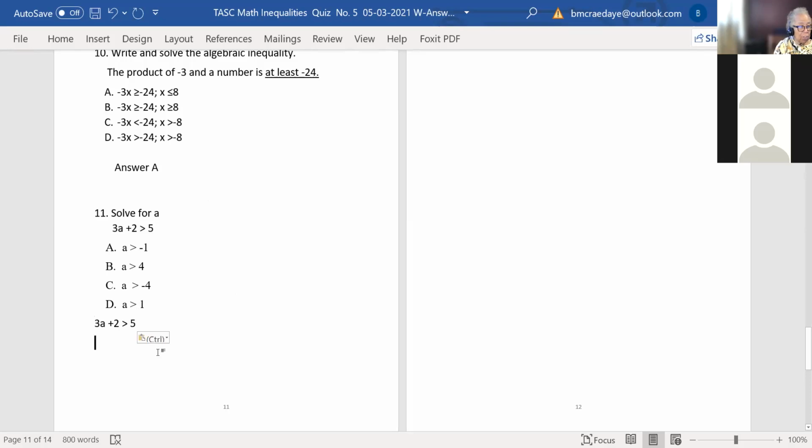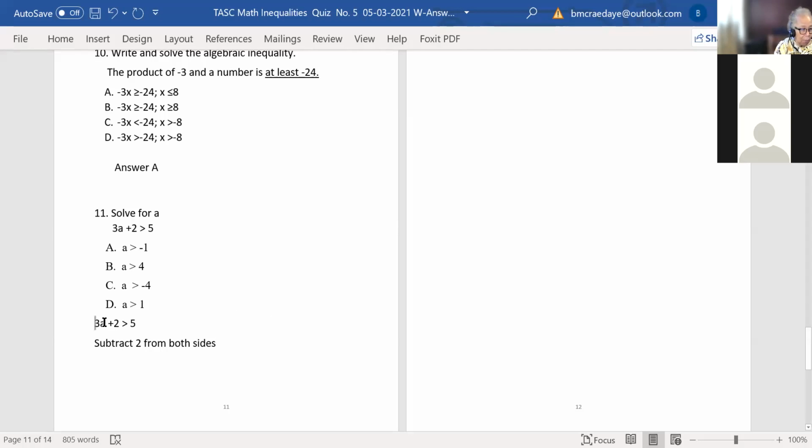What do you do first? 3A plus 2 greater than 5. What's the first thing you do? The add? No, you're adding. You do the opposite of adding. What do you do? Subtract. Yeah. Opposite of addition is subtraction. So you subtract 2 from both sides.